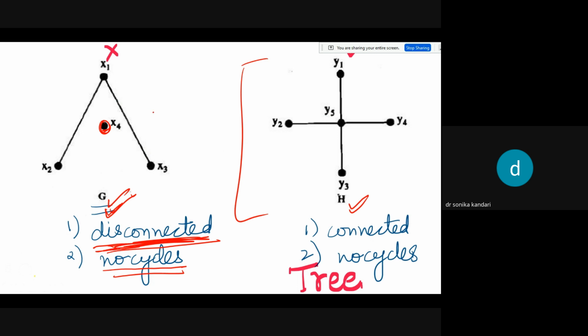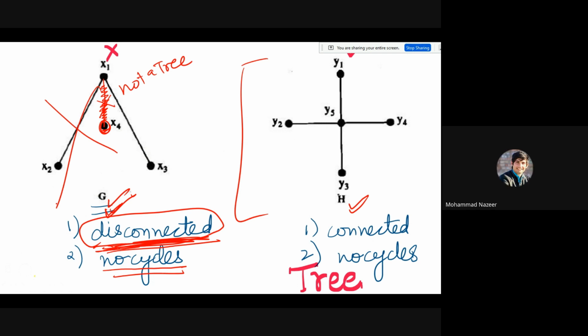So is this a tree or not? No, this is not a tree. Because in a tree, every component should be connected. But as we can see, X4 is not connected. It is disconnected. So we can't say that this is a tree. Is it clear? Yes, ma'am. If it were a tree, it should be like this. X4 should also be there. So this is not a tree.